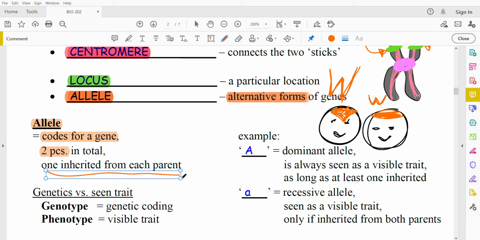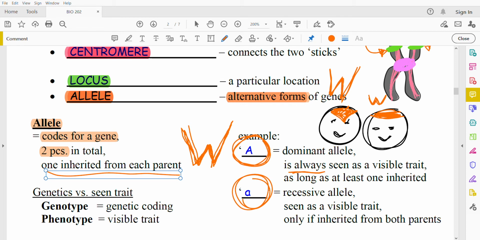And we saw that if we had a dominant allele, which was this capital letter, so in our example, it was the widow's peak, it doesn't matter if you inherit one from one parent or if you inherit one from both parents. So as long as you have one dominant allele in the offspring, we will always see that characteristic as the visible trait. We could also inherit recessive alleles.